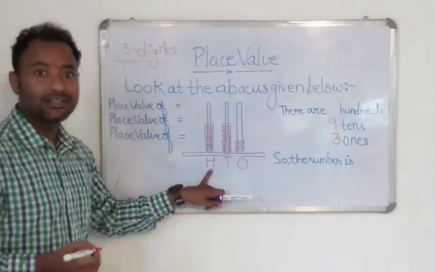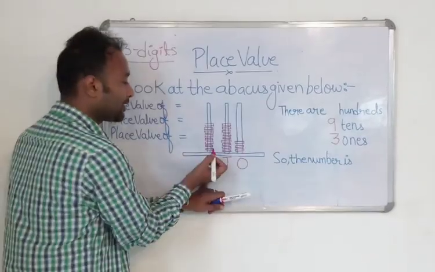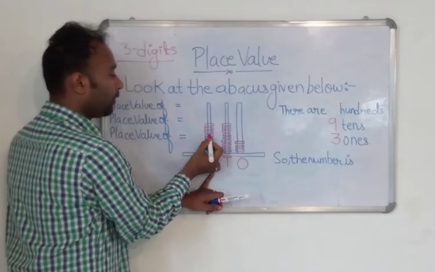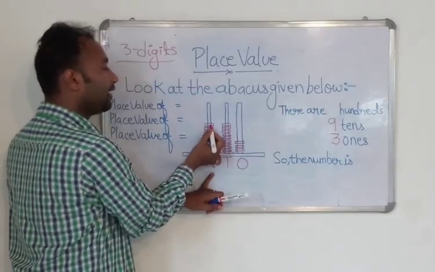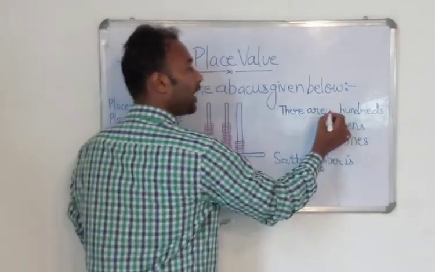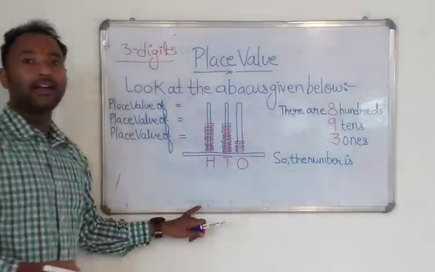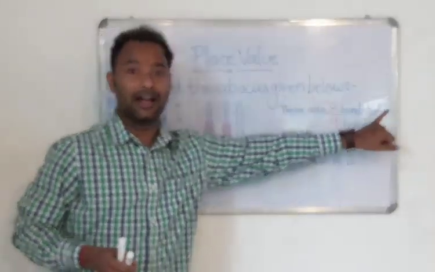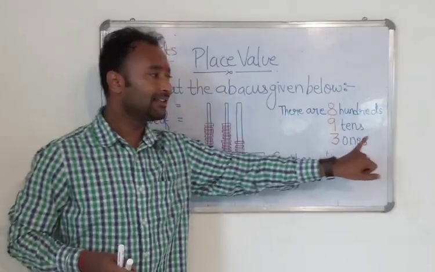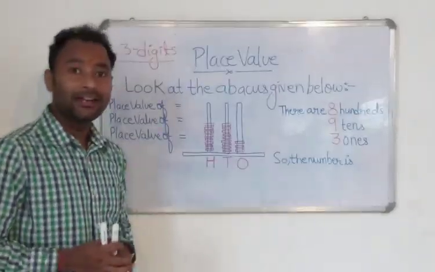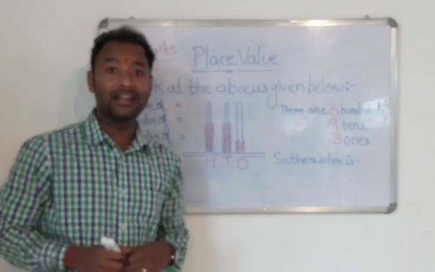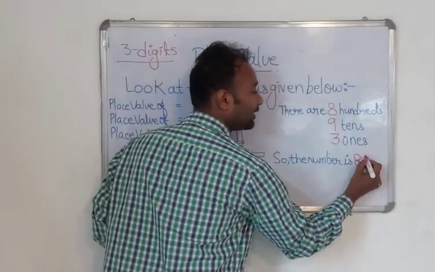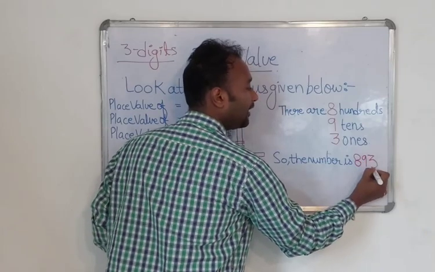And in the hundreds position, how many beads are there? Start counting. 1, 2, 3, 4, 5, 6, 7, 8. So in the hundreds position, 8 beads are there. Now students, there are 8 hundreds, 9 tens and 3 ones. Can you please tell me what the number will be now? Very good. So now the number is 8, 9 and 3.